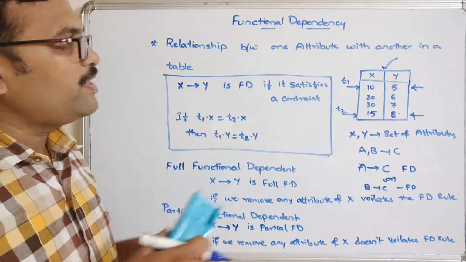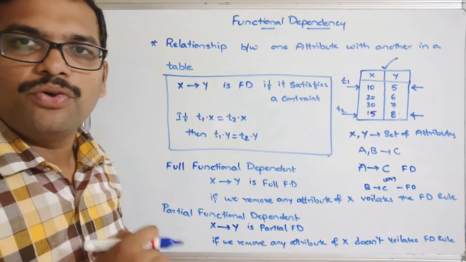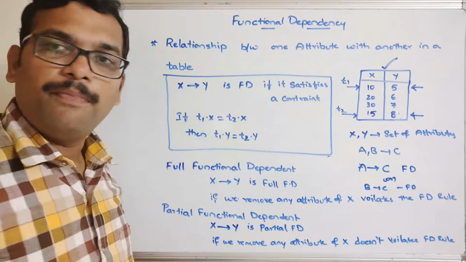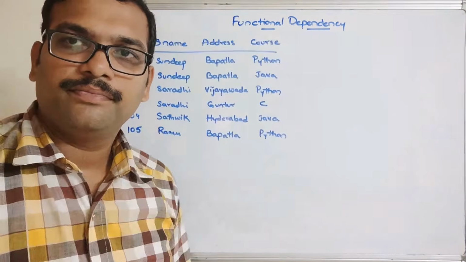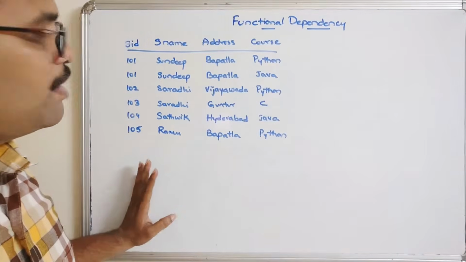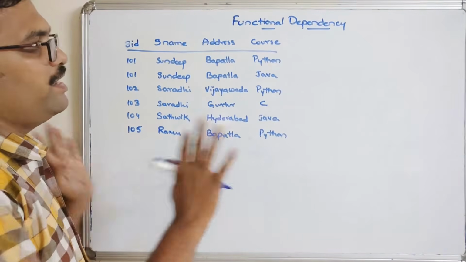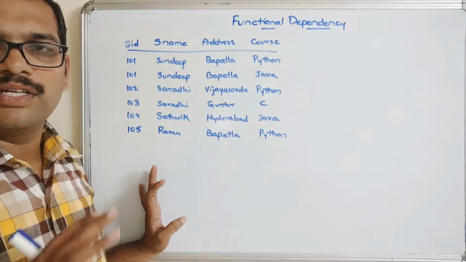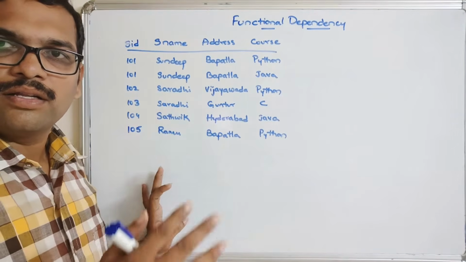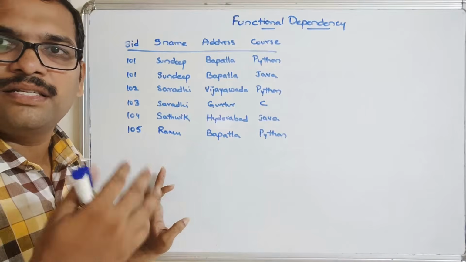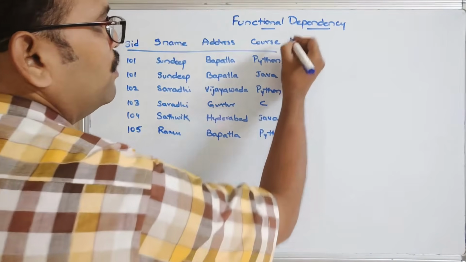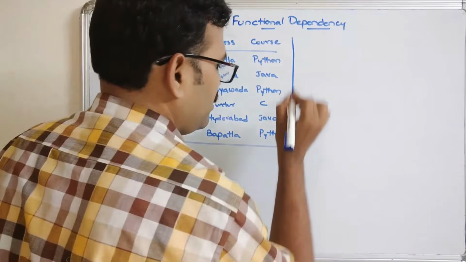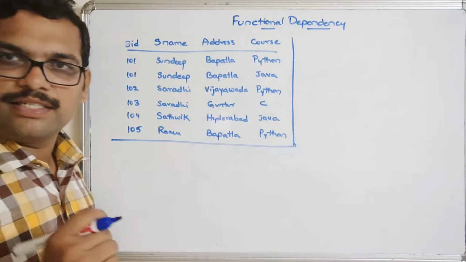So let's move on with one small example, and I will show you what a full functional dependency is and what a partial functional dependency is. So let us take this example, student details. Now we'll see what a functional dependency is, and what the partial functional dependencies and full functional dependency are. Now, as per our discussions, we have to check the functional dependency with the following constraint, right?